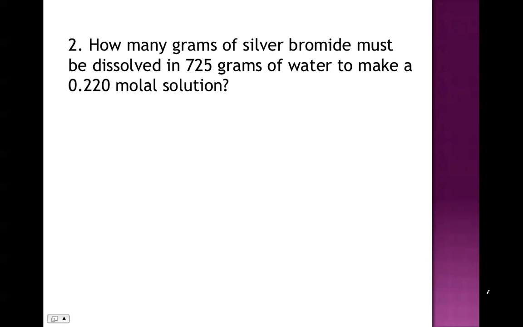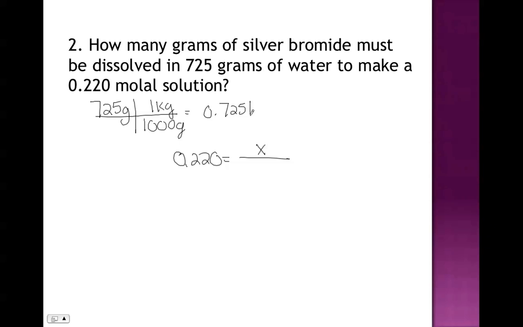All right, number 2. Now we're going to be looking for the grams of our solute while we're given our molal solution amount. So here we just need to be aware that we're looking to plug this in so that 0.22 molals is going to be equal to our missing amount of solute over our kilograms of water. So just to show you how you could go about solving this, we have 725 grams of water. To get this to kilograms, we're going to need to use the equality 1,000 grams is equal to 1 kilogram, which is then equal to 0.725 kilograms.